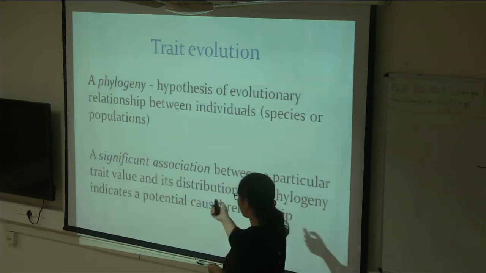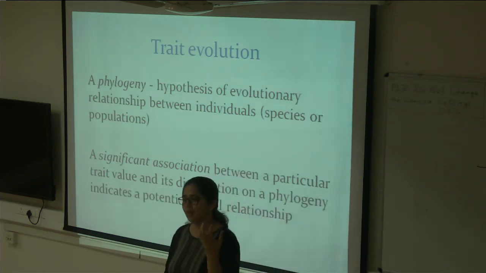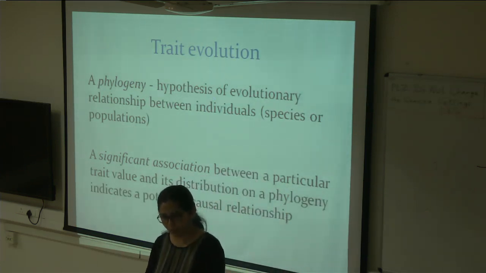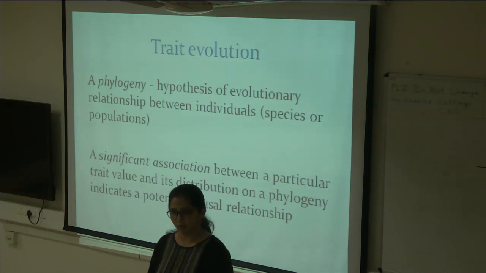And then, what is the aim here? To look at the significant association between those trait values which are at the tips and their phylogenetic structure, and then try and think how this particular trait has evolved. Yeah, that's the whole idea here.